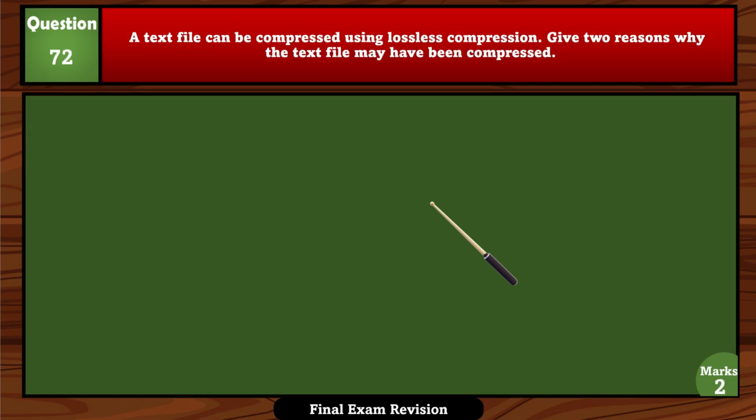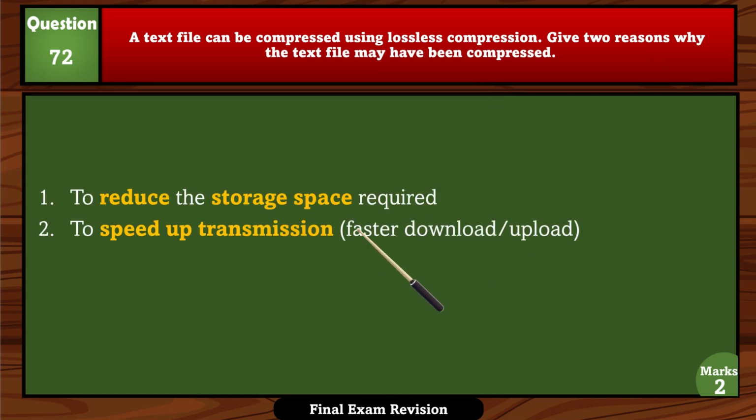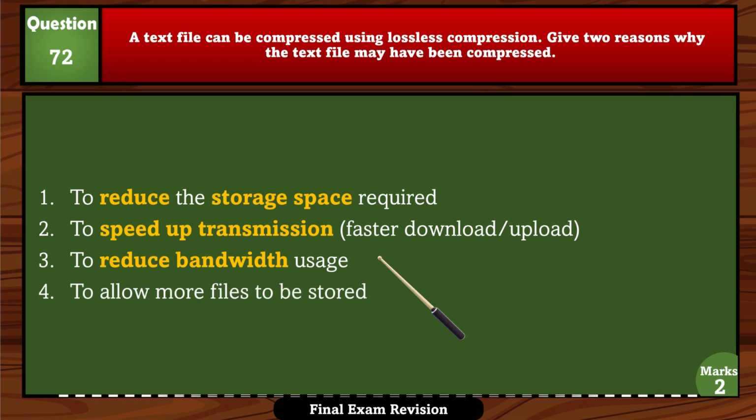Question 72. A text file can be compressed using lossless compression. Give two reasons why the text file may have been compressed. Reason number one, to reduce the storage space required. Reason number two, to speed up transmission, like faster download and upload. Reason number three, to reduce the bandwidth usage. Number four, to allow more files to be stored.